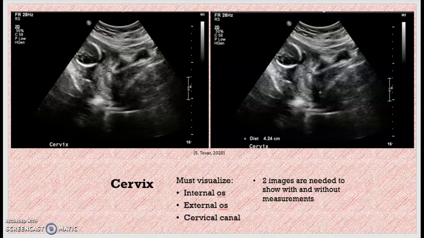So starting with the cervix, you have 2 images that you're going to have to go ahead and image. It's going to be 1 with and without measurements. You have to visualize the internal os, the external os, and the cervical canal. So on your calipers here, here's your internal os, your external os, your cervical canal, and baby's head. And on this one, it's just not measured here with caliper, so you have your internal, your external os, cervical canal once again, and then the baby's head.